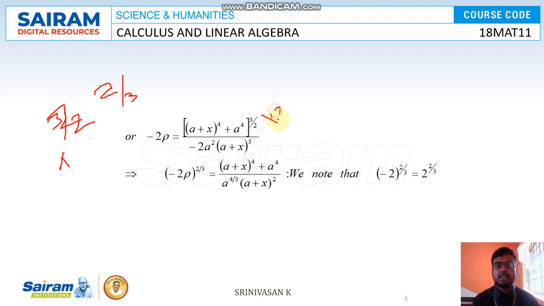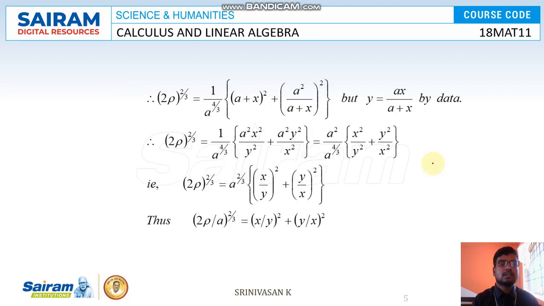This is multiplied by 2 by 3. What will we get? This term and this term are cancelled, not only in the numerator but also in the denominator. So multiplying by 2 by 3, we'll get here 4 by 3, and 3 cancels 2. So we know that minus 2 power 2 by 3 equals 2 power 2 by 3, plus only. Okay, then clearly this is 2 rho power 2 by 3 equal to 1 divided by a power 4 by 3 into ((a plus x) square plus a square) divided by (a plus x) the whole square.